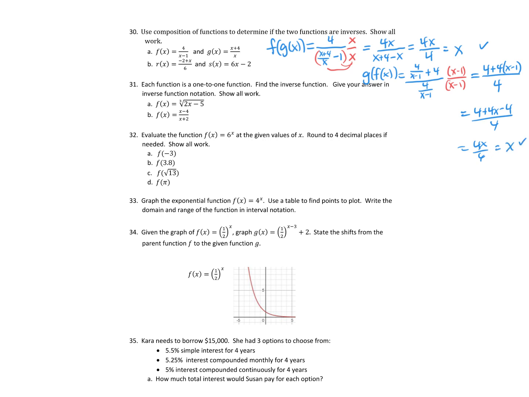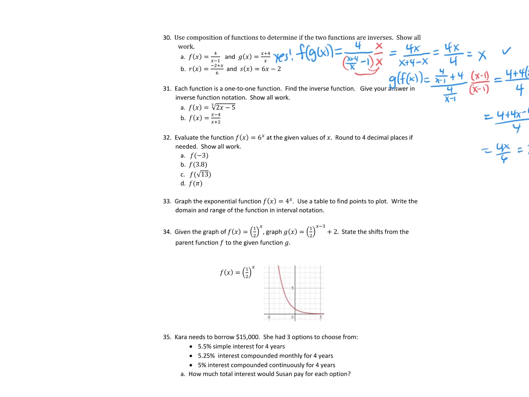So it checks out. F composed with g is equal to x, and g composed with f is equal to x. So this is a yes. Okay, for the other one, I want to do the same thing. I want to check that r composed with s is equal to x, and s composed with r is equal to x. So r composed with s of x, and s composed with r of x.